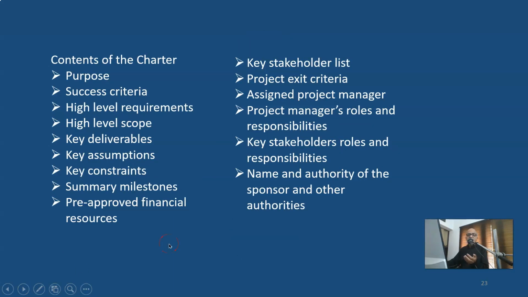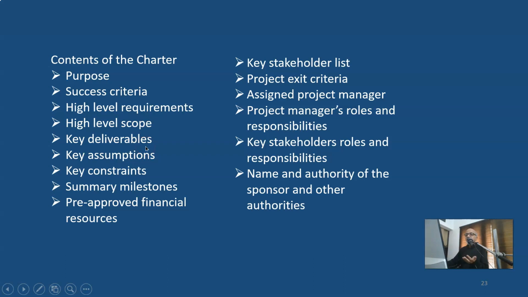Now let us see the example where we discuss the typical contents of a project charter. The project charter should contain the purpose of the project, the success criteria of the project, the high-level requirements of the project, maybe one paragraph, and the high-level scope of the project. The requirements may mention the problems the project is solving, whereas the scope will discuss the deliverables or the scope of work.